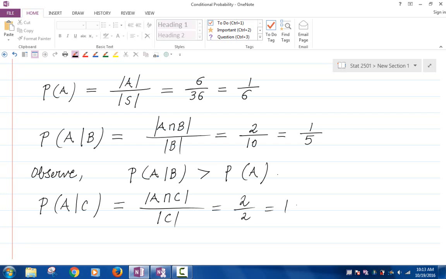So when you are given this extra information that B has occurred, you have to update your sample space. Now your new sample space should be B. And now, given that, what's the probability of A? Well, if you think about it, it should be the probability of A intersect B relative to the sample space B. Okay?